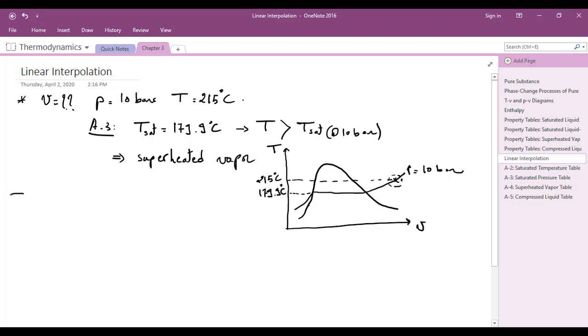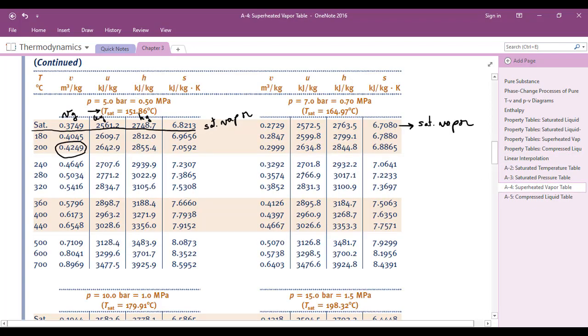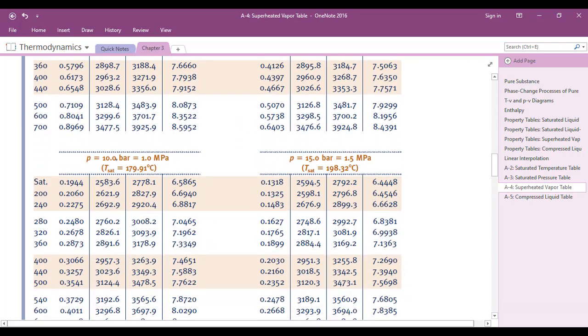In order to calculate the specific volume v, we need to look in table A4, the superheated vapor table. So we go to A4, we look at the pressure of 10 bar, and we can see that we can't find the temperature of 215. The temperature of 215 is located between 200 and 240. So let's take the specific volume at the two temperatures. At a temperature of 200 we have a specific volume of 0.206.